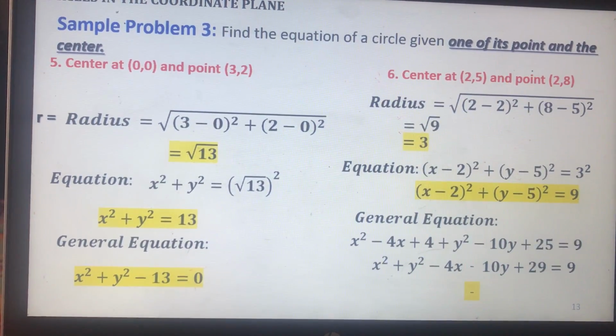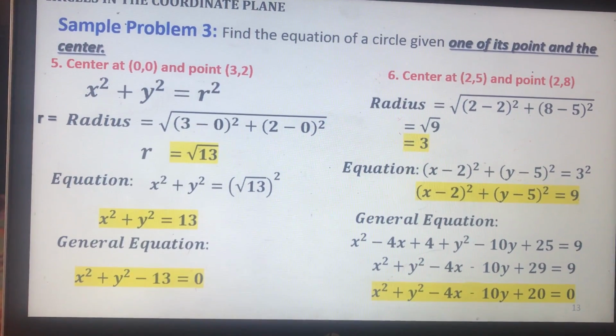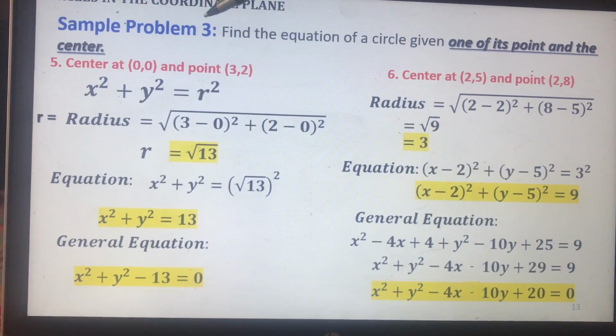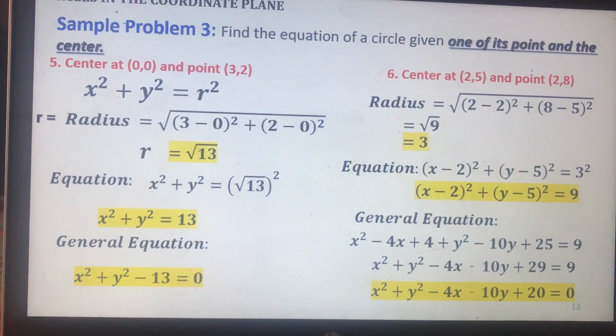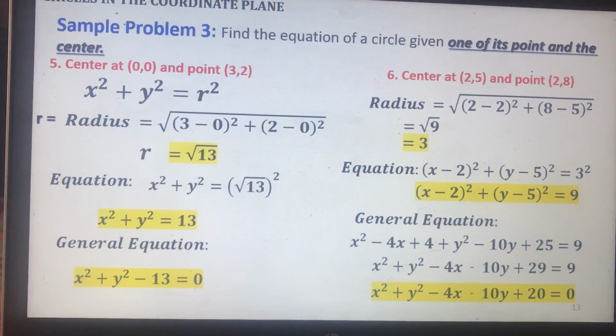Now in this case, sample problem number 3, we have to find the equation of the circle given one of its points and the center. Notice here that they are not telling us what the radius is. So what does that mean? Simple. We need to find it.